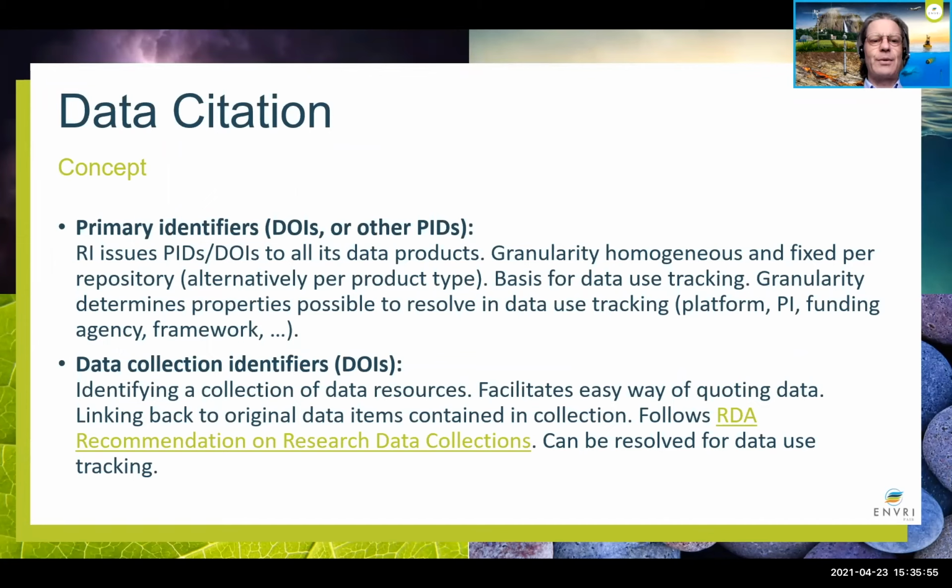Data citation. How do we envisage data citation? Here we are having a stacked approach of primary identifiers, and these are supposed to identify data in a repository with a homogeneous granularity, and these are also going to be the basis for data use tracking. The second part of this approach is then the data collection DOI or PID. Here the work is based on previous work that RDA has been doing, and collection DOIs are supposed to point back to the primary DOIs to enable tracking and quantifying data use.